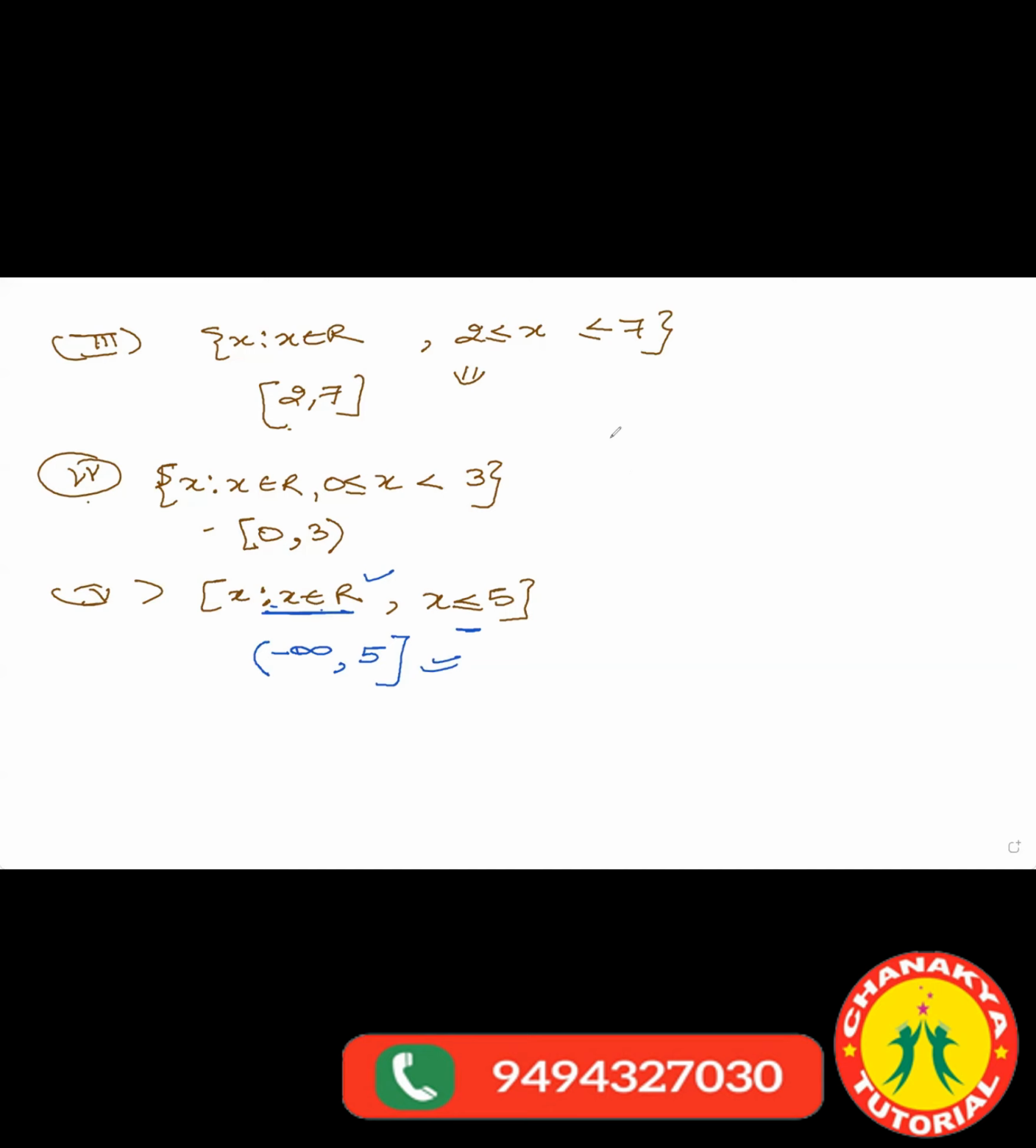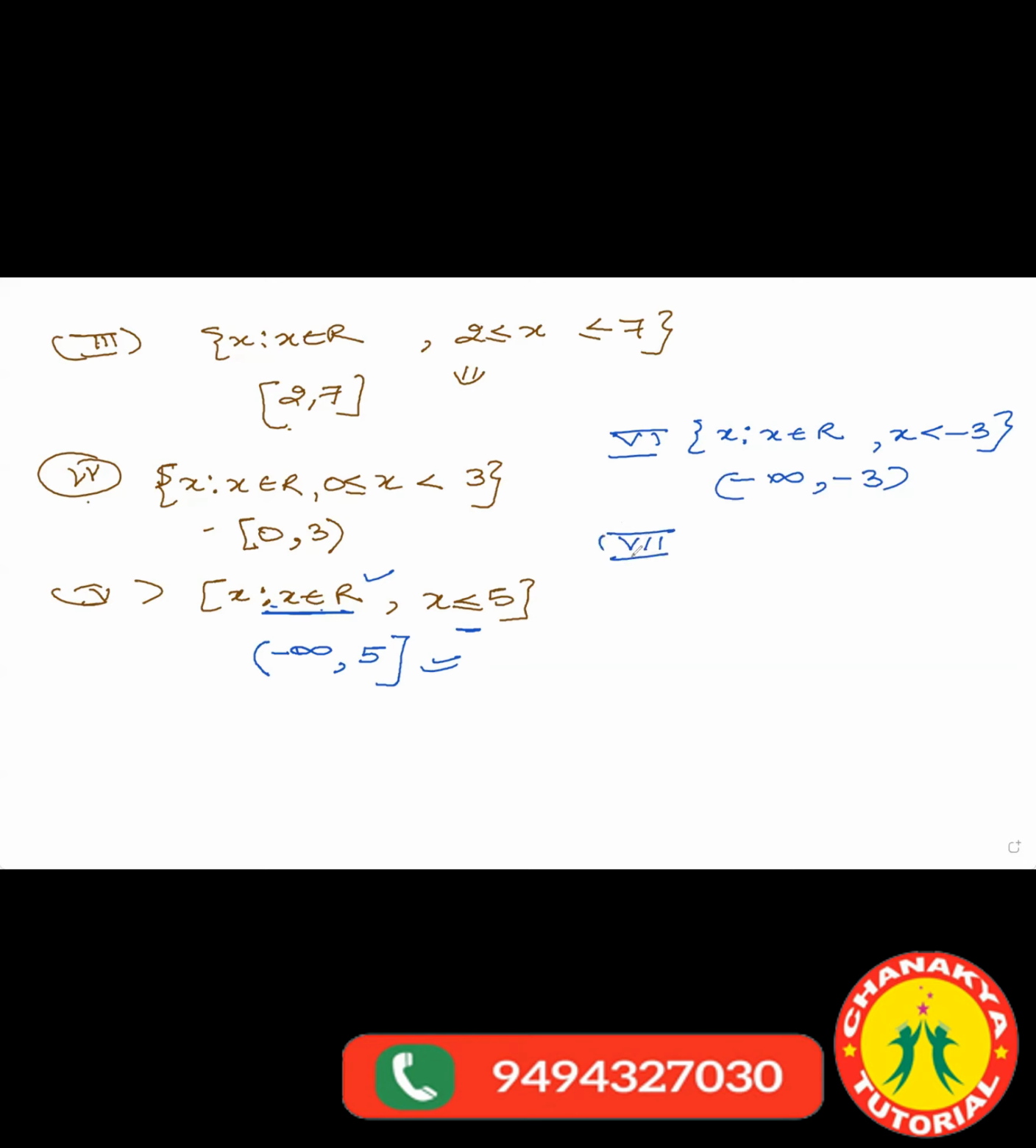Clear? One more, I guess we can take. Dhanunjay? Yes, ma'am. Okay, just tell me this. x such that x belongs to real numbers and x is less than minus 3. Ma'am, open interval, minus infinity and minus 3. Yes, minus infinity and minus 3. This is your open interval.